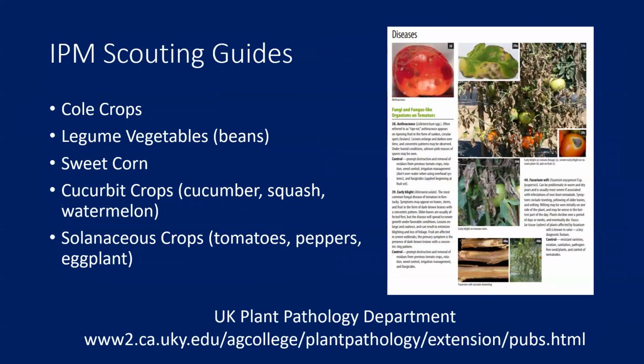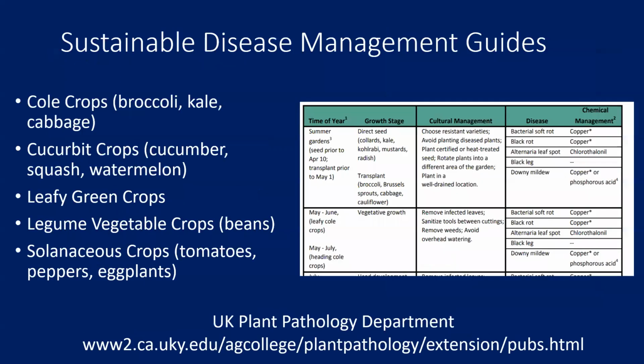The plant pathology department at UK has a lot of great publications. One is called the Integrated Pest Management Scouting Guide. These guides are very in-depth with a lot of pictures, not just of diseases but also insects, for a lot of different crops. They're really great guides. They cover cole crops, legume vegetables, sweet corn, cucurbits, which again are cucumbers, squash, those sorts of things, and solanaceous crops like tomatoes, peppers, and eggplant. I put at the bottom of the screen a link to the pubs at the Department of Plant Pathology.